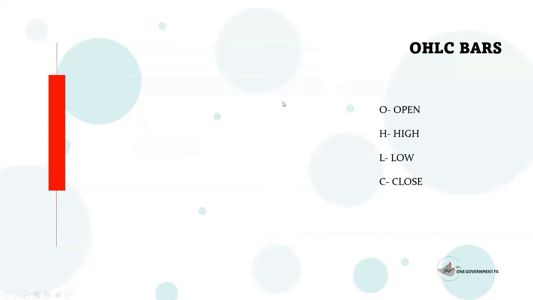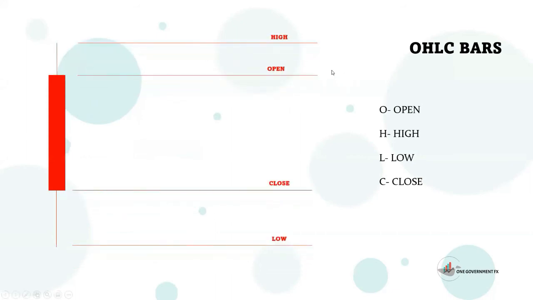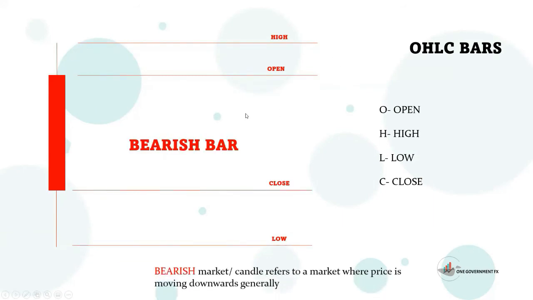So now we have the bearish bar. You could use any colors to represent your bars. With the same explanation I gave earlier on the bullish bar, it's the same thing, just that the bearish bar started higher and closed lower than it started. So it is a downward moving market or a downward moving bar.